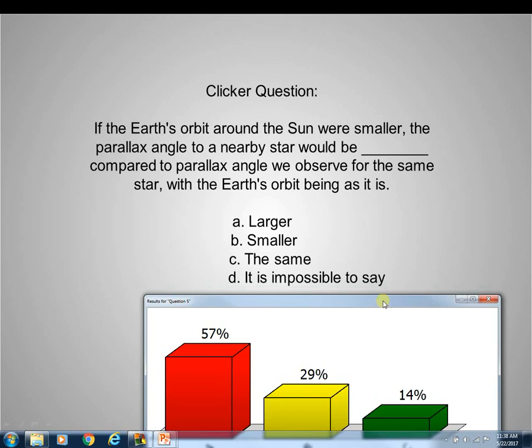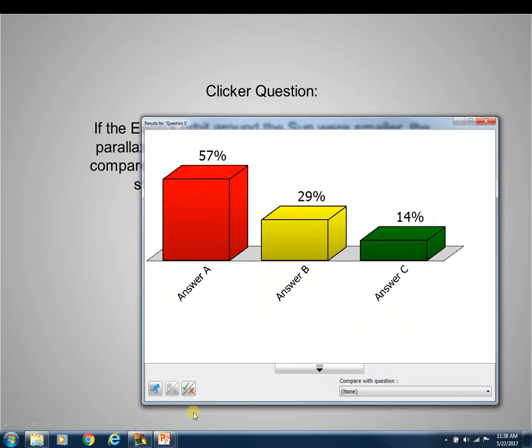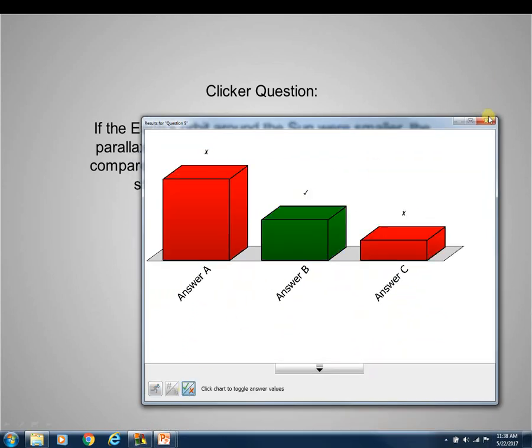So if the distance to the sun is smaller, what does that do to our baseline? Does it make our baseline larger or smaller? Smaller. It's going to make it smaller. You could think of it like chopsticks. If they're spread this far apart, this is your baseline. You've got a bigger angle here. If they come closer together, it's a smaller angle. So the correct answer actually should have been B. So the parallax angle is the opposite.